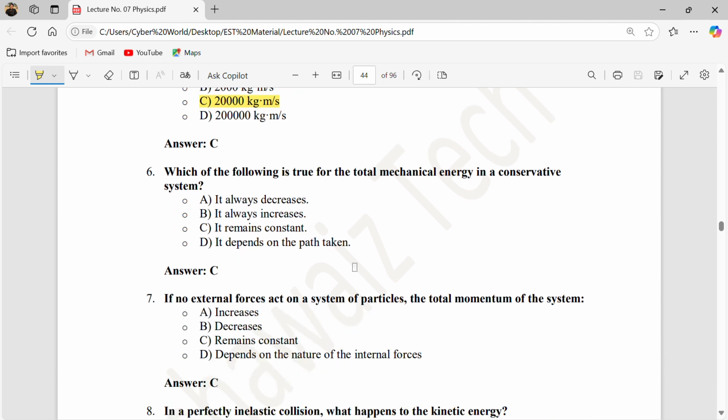Which of the following is true for the total mechanical energy in a conservative system? So which one is true? It always decreases? No. It always increases? No. It remains constant, because our mechanical energy in a conservative system is constant. So conservative system means always constant. For conservative systems, it always remains constant. Okay.